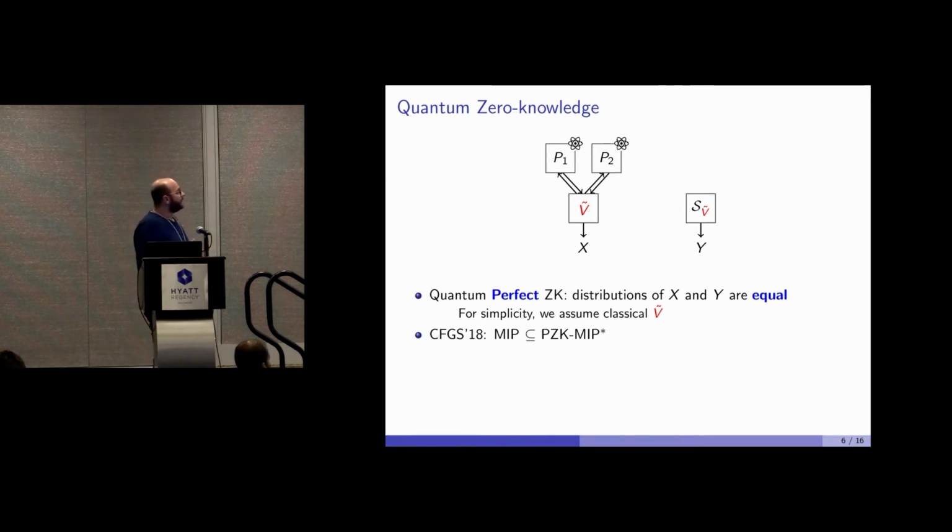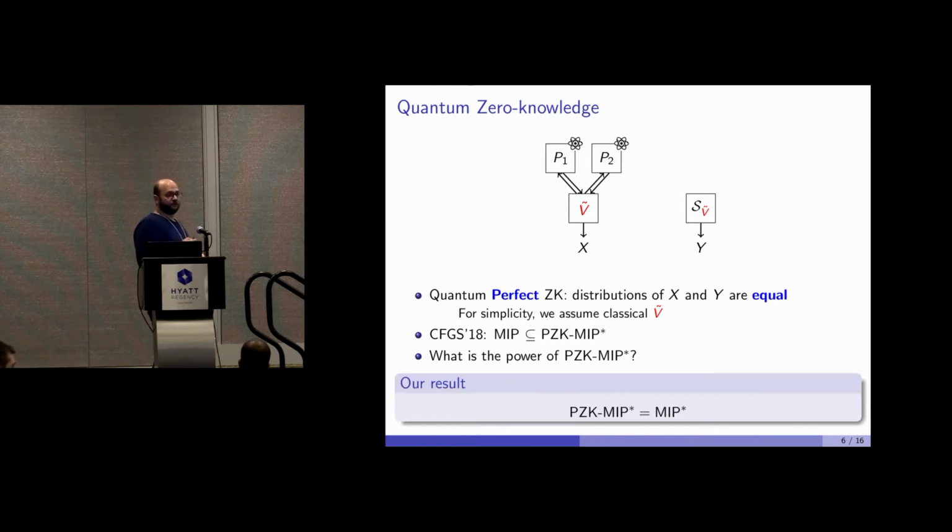So Chiesa et al. proved last year that MIP is contained in perfect zero knowledge MIP star. So we know that perfect zero knowledge MIP star is at least as powerful as perfect zero knowledge MIP. But the main question after that is, what's the characterization of this complexity class? Can you show that it's equal to MIP star? And that's exactly what we show in our result.